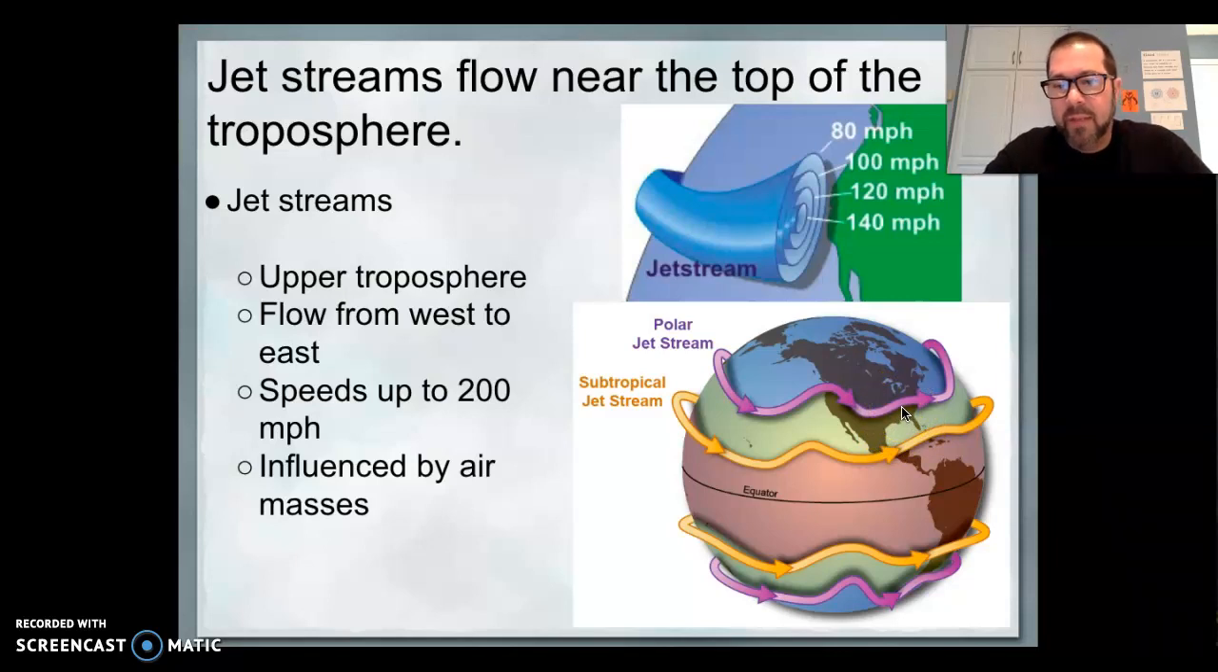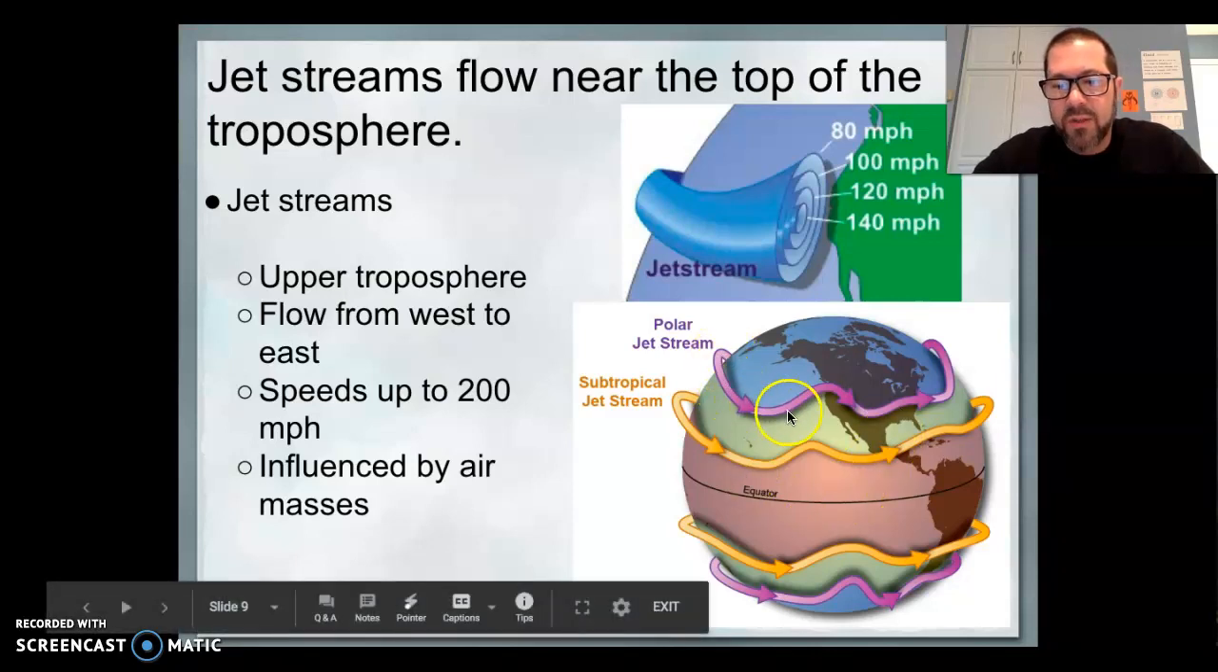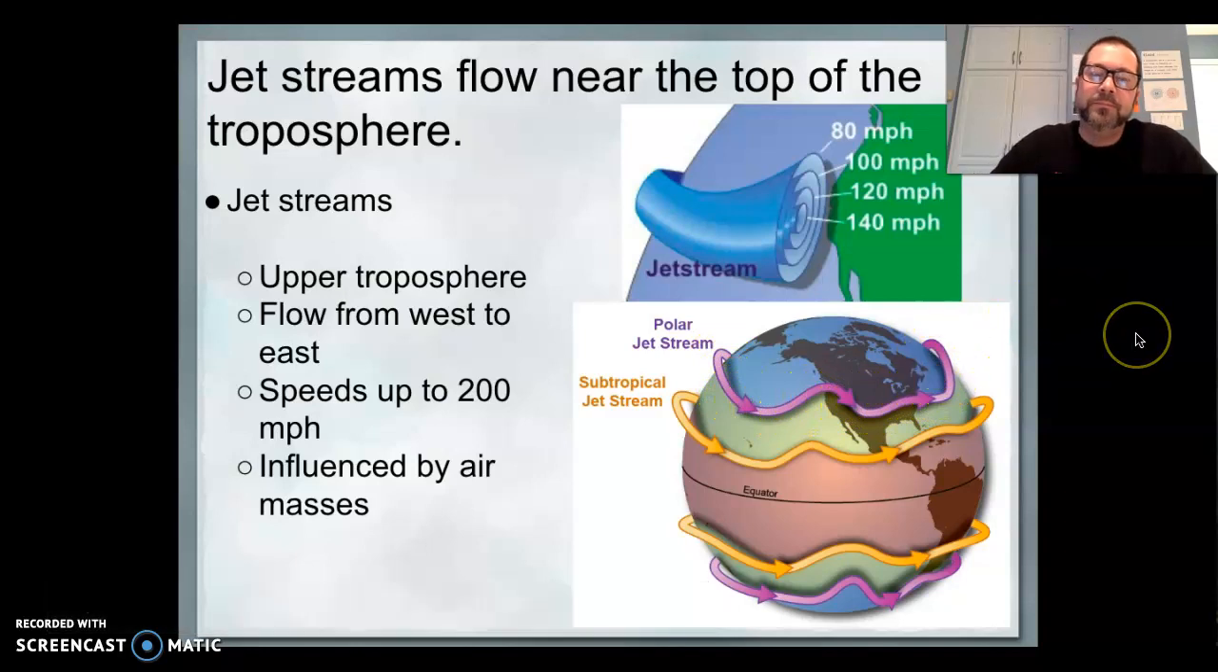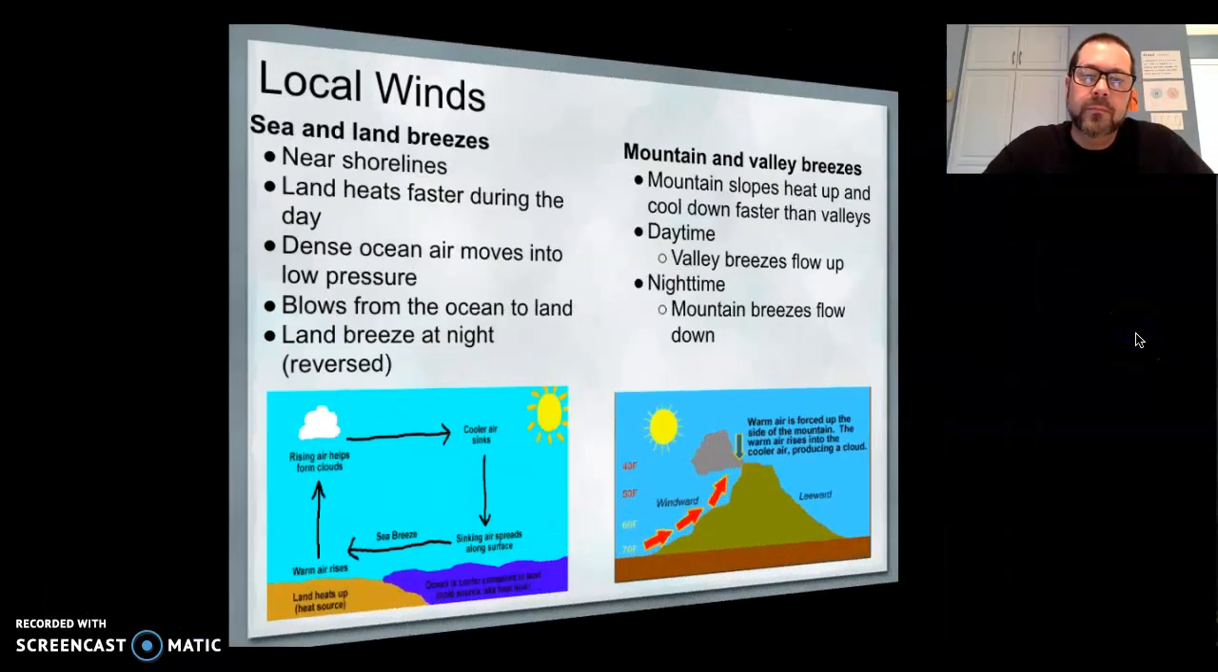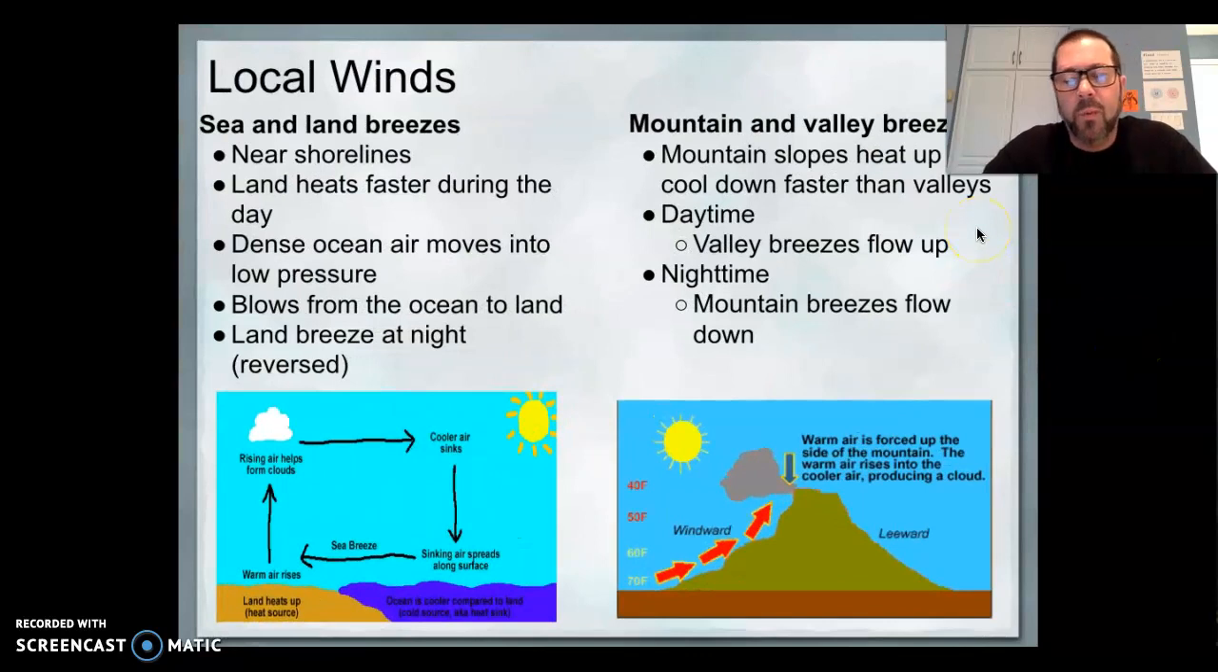All right, so we need to pay attention to the jet stream, particularly the polar jet here in the northern hemisphere. So that's it for global winds. How about these local winds?